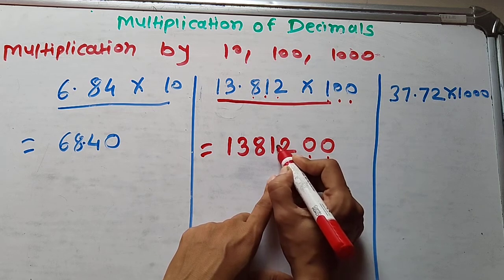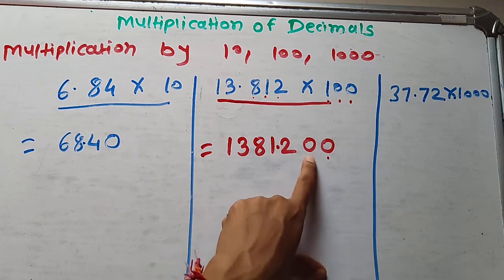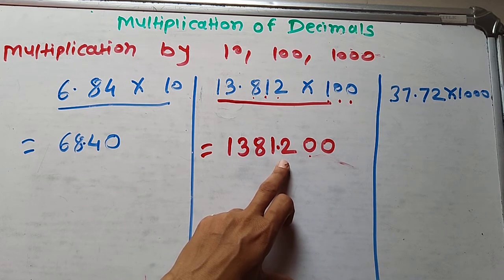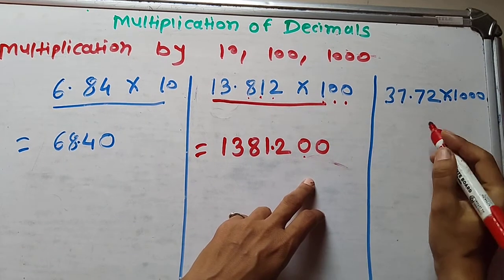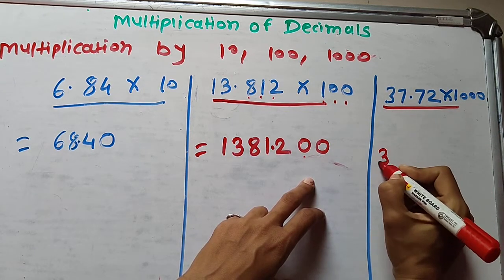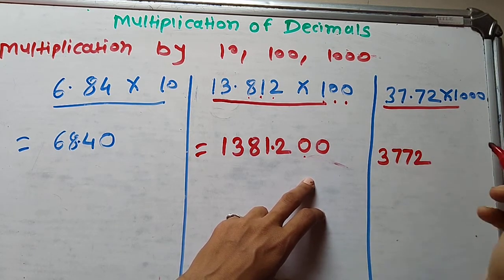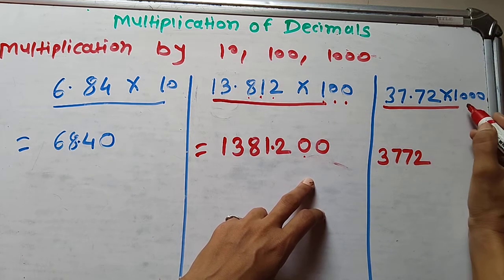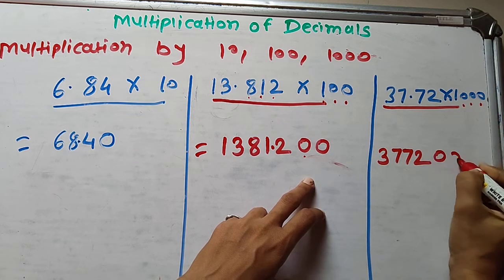1, 2, 3. So you have to put the decimal point here. So we get the answer 1381.200. Okay, again see here. Ignore the decimal point. 3772 ones are 3772. And how many 0s? 1, 2, 3.